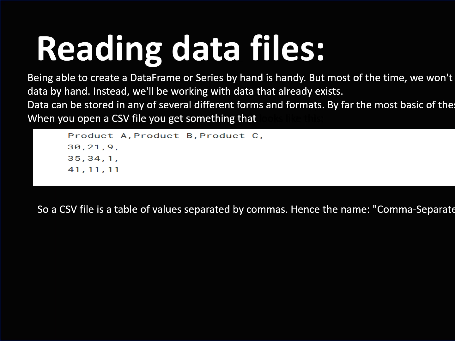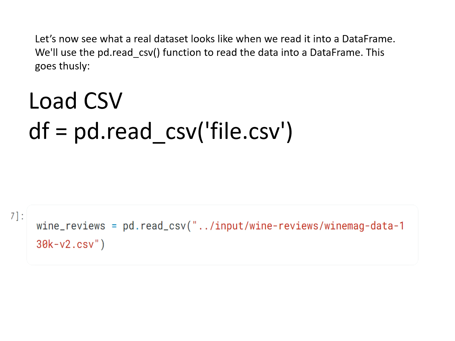You get something like that if you have a CSV file. Product A separated by comma, always separated by comma. Thus the name CSV file: comma separated values. Every value in a CSV file is separated by comma. But can you read the data like this? We need to transform the CSV into data frames so it is easy to read and easy to understand. So let's now see what a real data set looks like when we read it into a data frame.